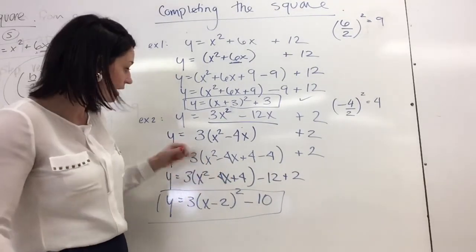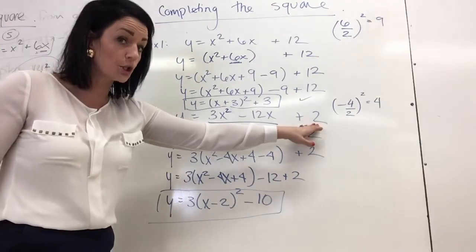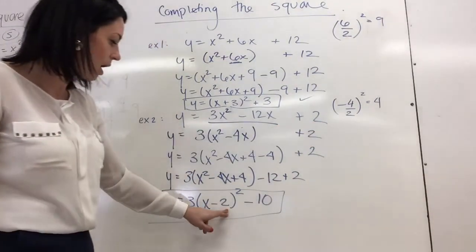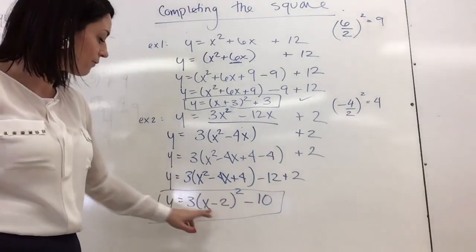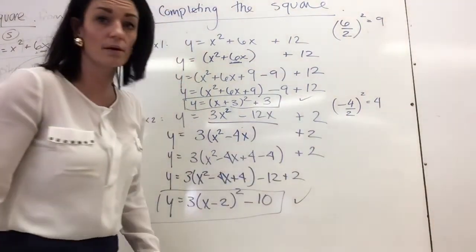And we should always check. So go back to your original and plug in x is 0, I should get 2. So 0 minus 2 is minus 2. Minus 2 squared is 4. 4 times 3 is 12. And 12 minus 10 is 2. So I'm feeling pretty good about completing the square.